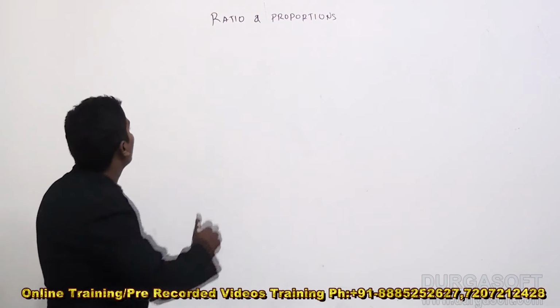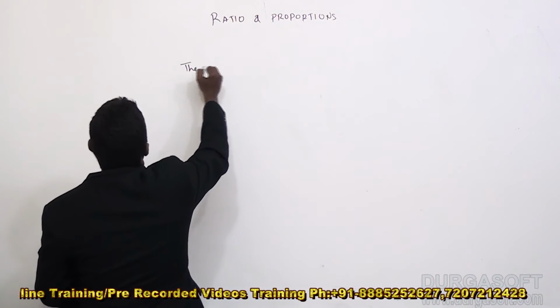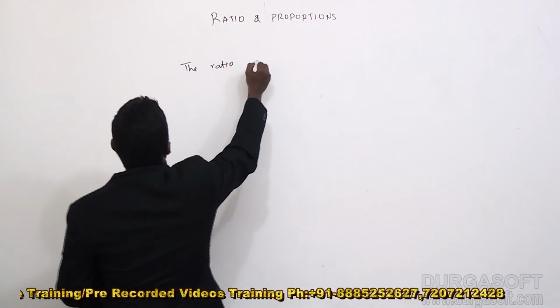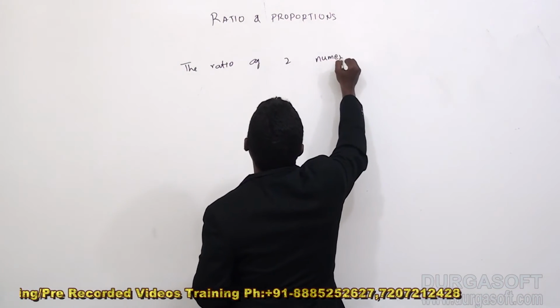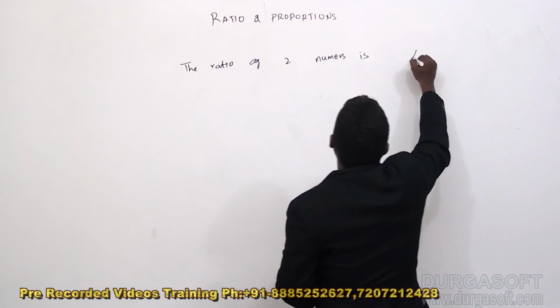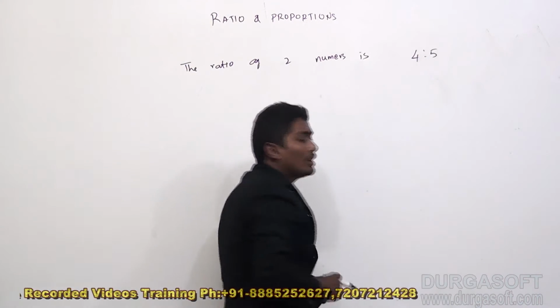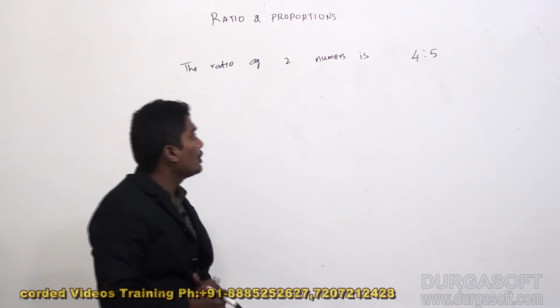Next question. The ratio of two numbers is 4:5.